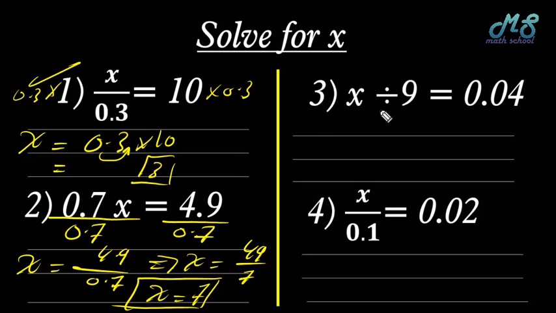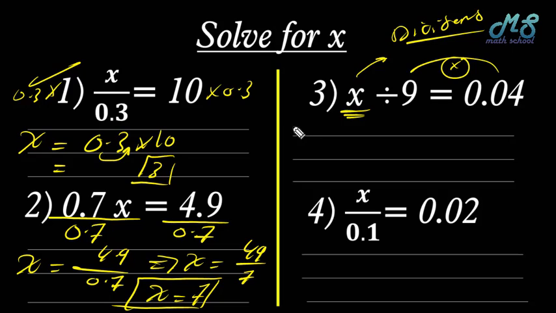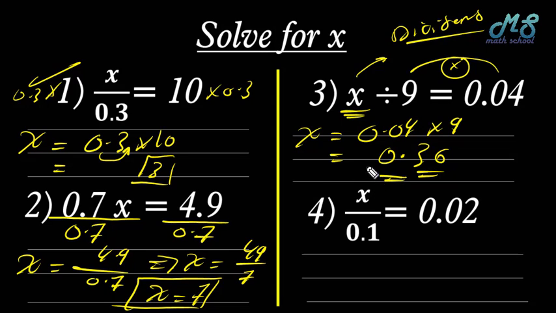Next, x divided by 9 equals 0.04. To find the value of x, guys, x is what? Is the dividend, mister. So to find the dividend, just multiply the quotient by the divisor. Now x equals what, guys? X equals 0.04 times 9. Ignore the decimal point and multiply as we studied before. 4 times 9 equals 36. Now insert the decimal point after how many digits to the right? After 2 digits. So it will be 0.36. Now the value of x equals 0.36.